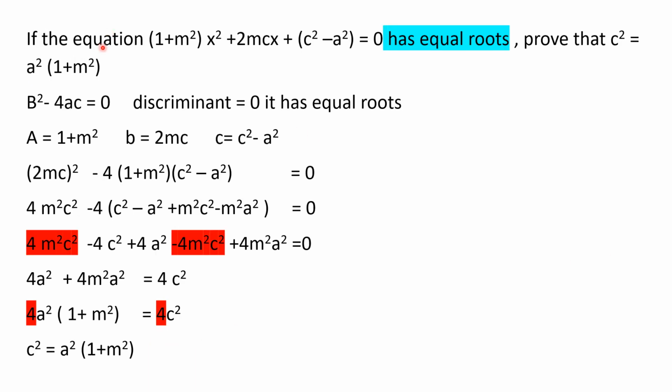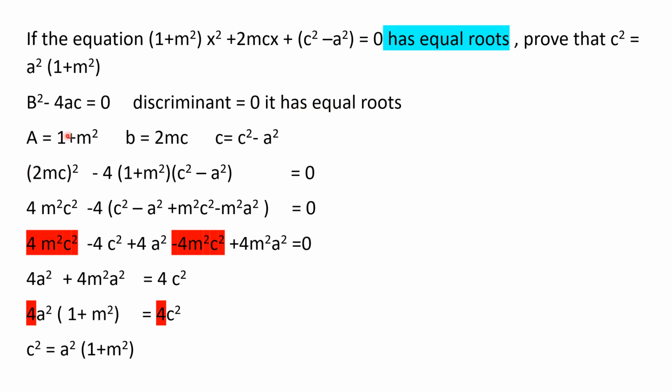Next one is this C. If the equation 1 plus m square into x square plus 2mcx plus c square minus a square equal to 0 has equal roots, prove that c square equal to a square into 1 plus m square. So I told already, if you get the wording equal roots, then you have to go to the word discriminant. Discriminant is equal to 0, then it has equal roots.